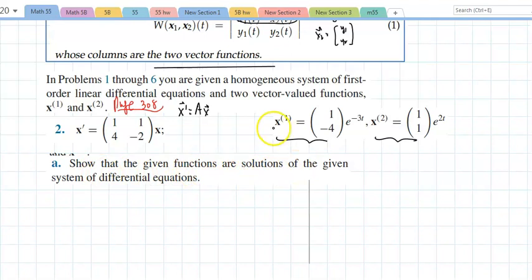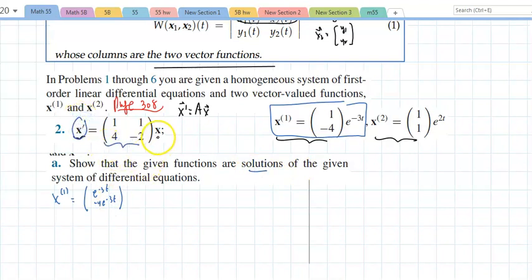Well, how do you do that? You take the derivative of each. So let's start with this vector. If I take x, again this is not a derivative, which is e to the negative 3t, negative 4e to the negative 3t. When they say show that these are solutions, they're saying take a derivative and take this matrix, multiply it by this x, and they should be the same. Let's see if that works. The derivative of this is negative 3e to the negative 3t and 12e to the negative 3t.